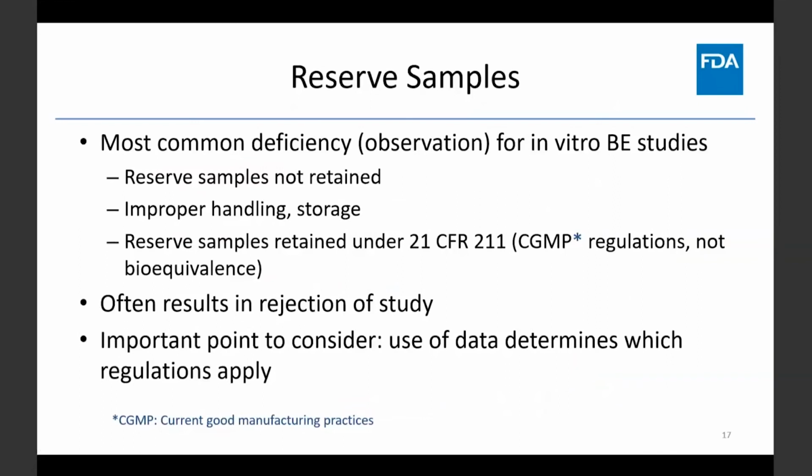From the inspectional point of view, some of the most common deficiencies observed in in vitro BE studies are related to reserve samples. In many cases, reserve samples were not retained or they were not properly handled. For example, they were retained based on CGMP regulations rather than bioequivalence. In many cases, this has resulted in the repeat of the study. An important point to keep in mind is that if the in vitro study is used to support bioequivalence determination, then bioequivalence regulations apply. If to meet other requirements, for example, CMC manufacturing, then other regulations may apply.